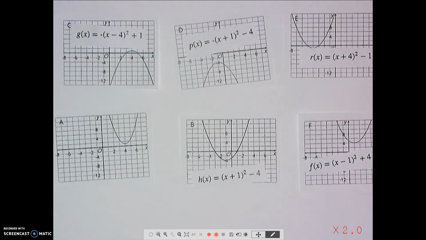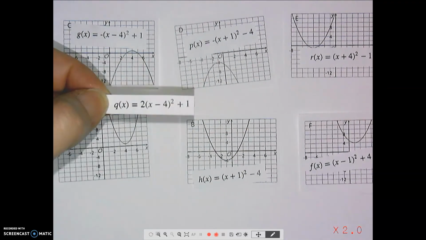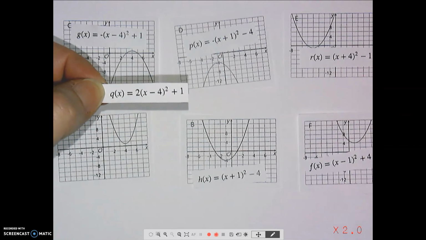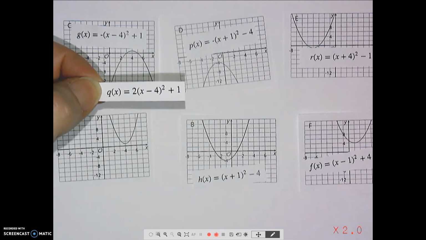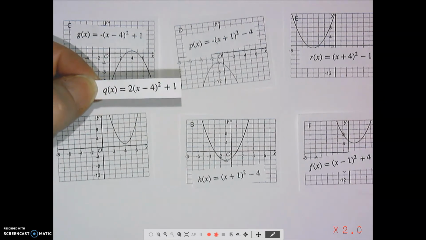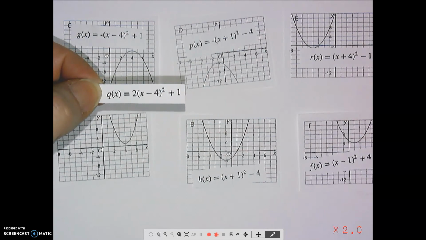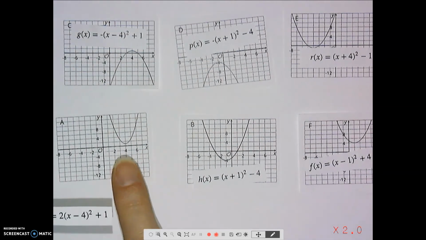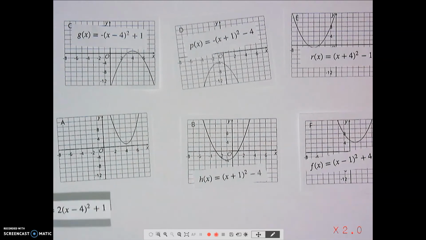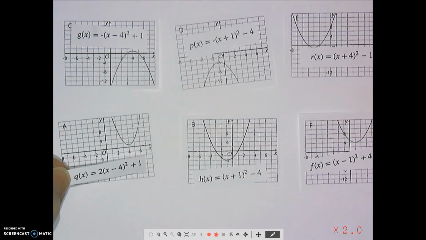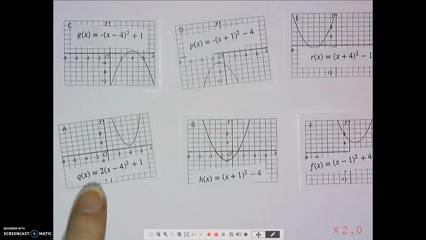And just to make sure, let's look at this. We have q of x equals 2 times the quantity x minus 4 squared plus 1. So it needs a vertex at (4, 1), and it does have a 2 with it. If you notice, this graph in comparison to all the others does appear to be skinnier, and the reason for that is the 2 there. So just based on knowing what direction it was supposed to face and what the vertex was, we were able to match all of those graphs with our equations. And that's it.